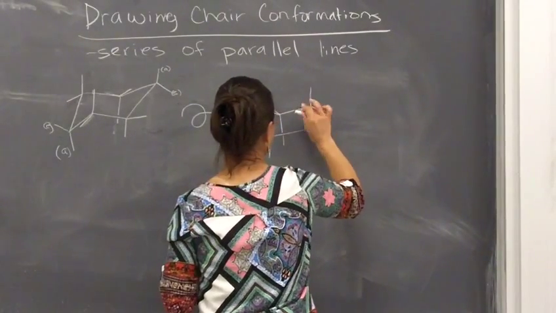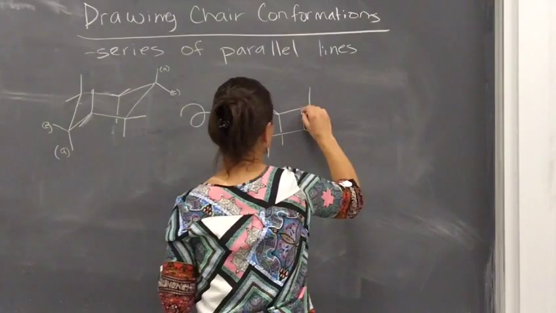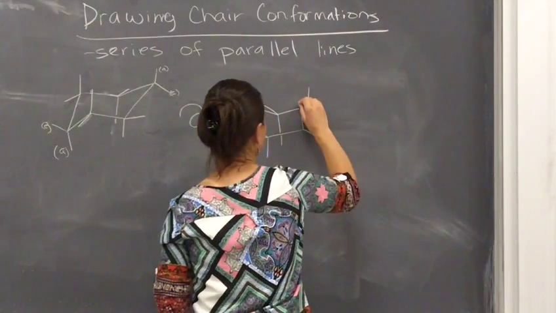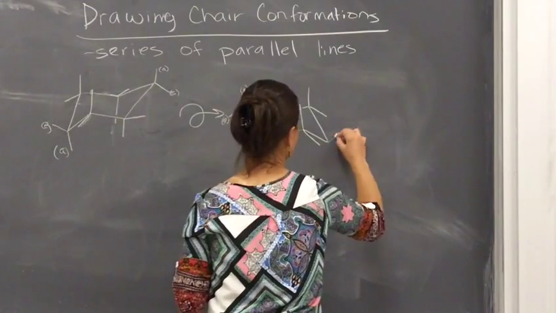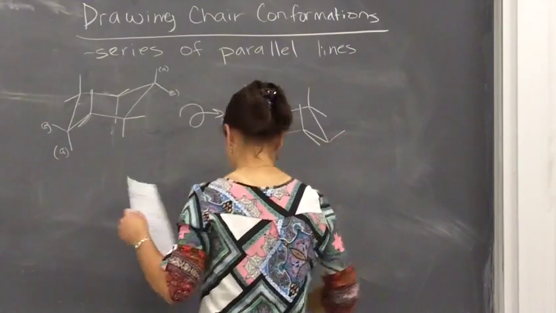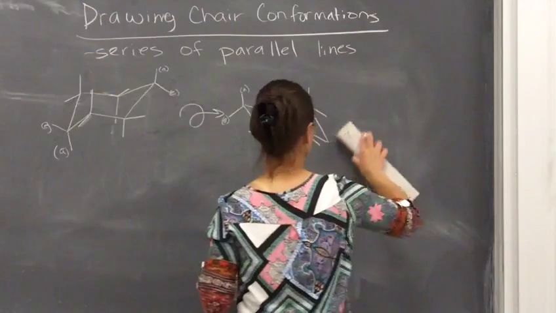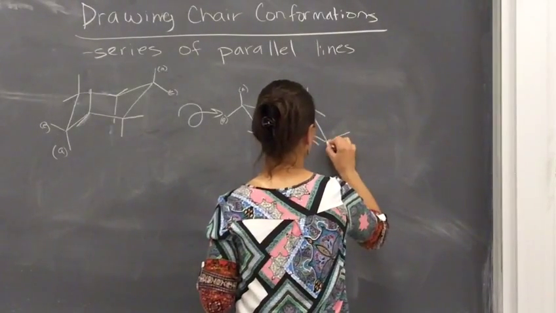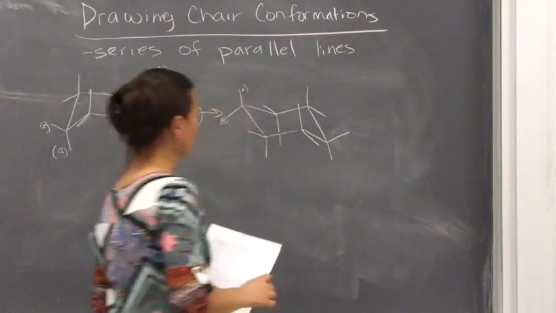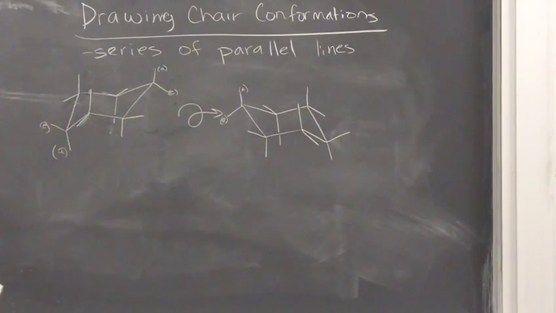Same thing with the other substituents, they all flipped. And again, we had our series of parallel lines. And make sure you show the break in the lines to show the three dimensions for things that go across the lines of the ring. Okay, so here's the chair going the other direction. So you're gonna practice your flipping, all right?